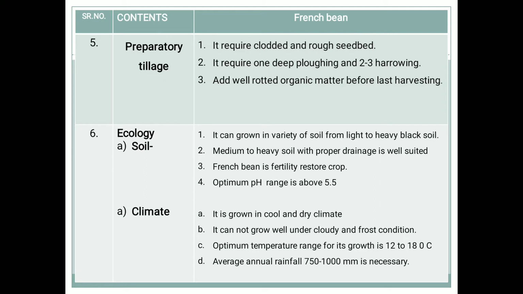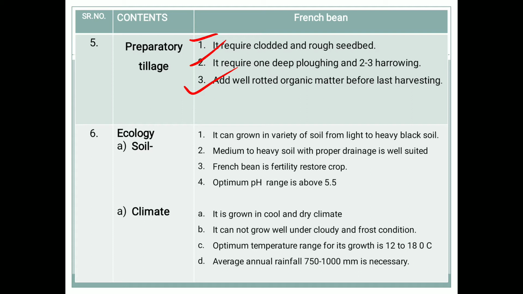Then the preparatory tillage operations. It requires a cloddy and rough seedbed because the seed of French bean is bold, so it can easily germinate and emerge from a cloddy and rough seedbed. It requires one ploughing and 2 to 3 crisscross harrowings, which help to make a proper seedbed. Before the last harrowing you can add well rotted organic manure. It should be well decomposed and weed seed free.